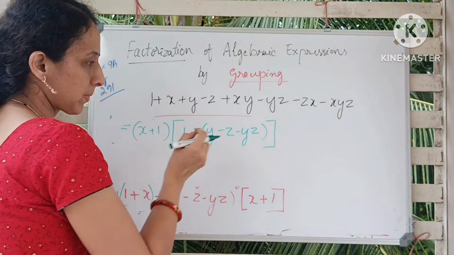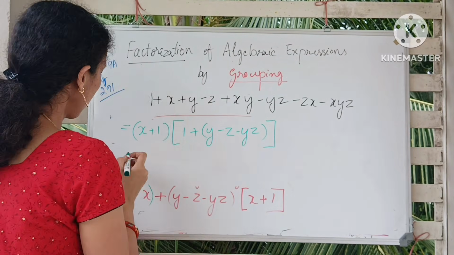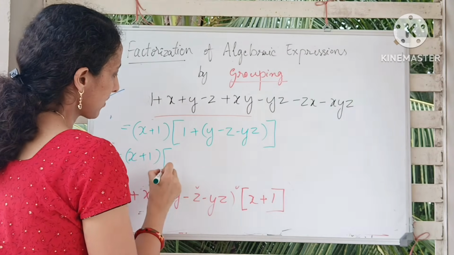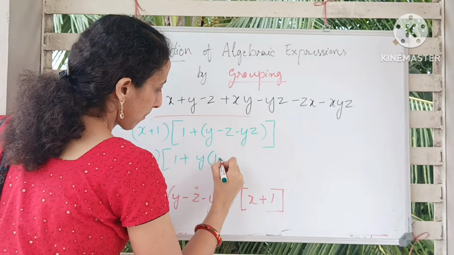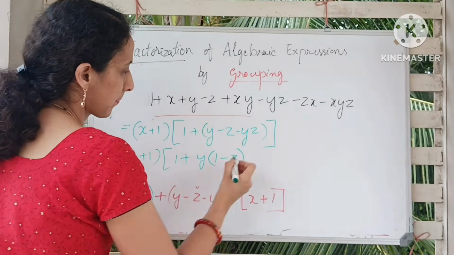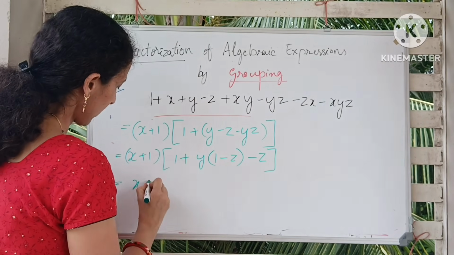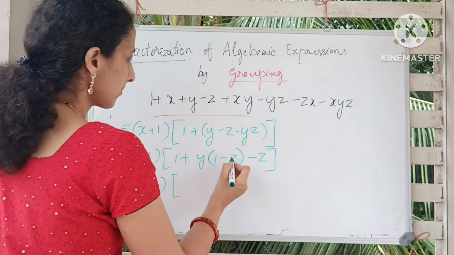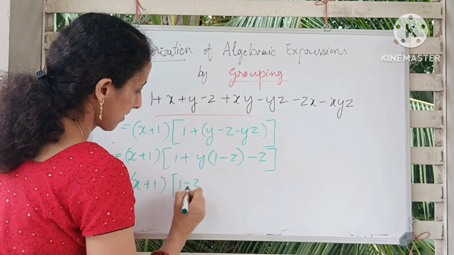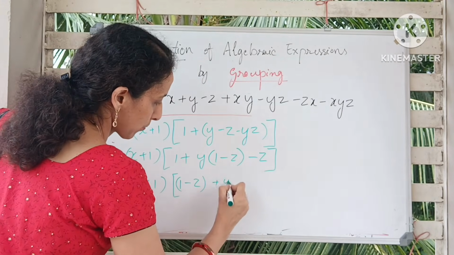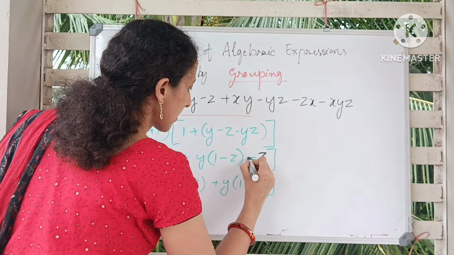Now here I see y is common and in this case z is common. Let me take out the y by grouping these two. X plus 1 into 1 plus y, I'll take 1 minus z and minus z remains. I can write this as x plus 1 into this 1 minus z, I'll group together, 1 minus z plus y into 1 minus z. This and this I have grouped.